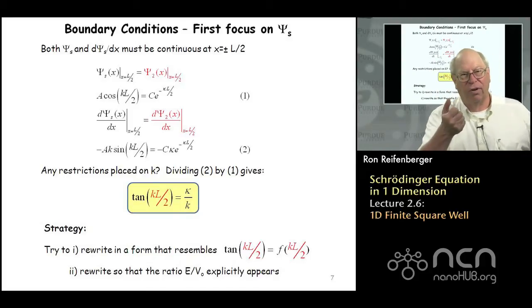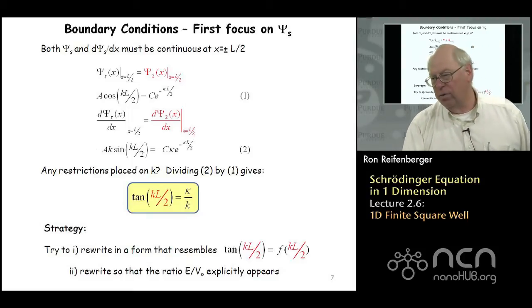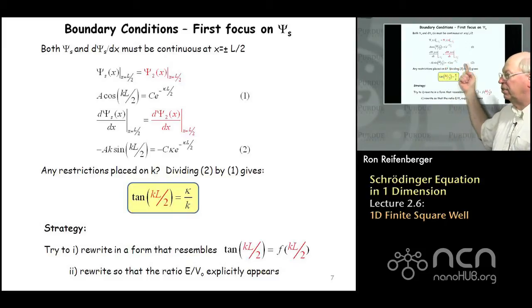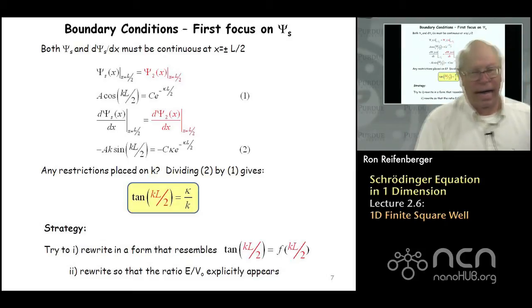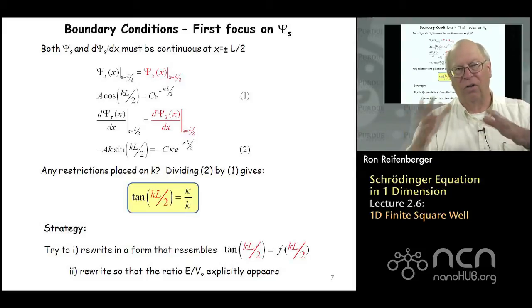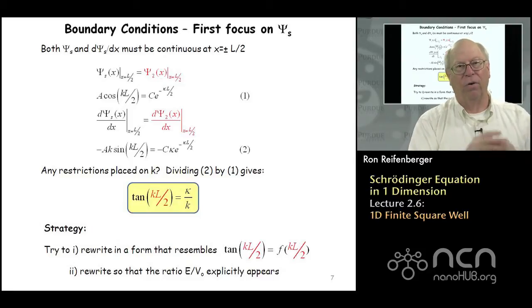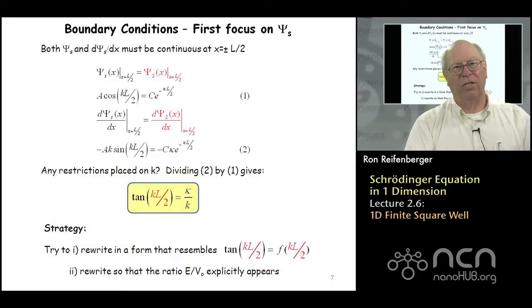The other equation comes about by insisting that the derivative of the wave function at L by 2 matches. And when we impose that condition, we get a second equation. And we're going to use these two equations to impose restrictions on the allowed values of this parameter k. And if you recall from 2 slides ago, this parameter k is also related to the energy E for the particle to have. So if we find that k is restricted, then also the electron energies E are restricted.